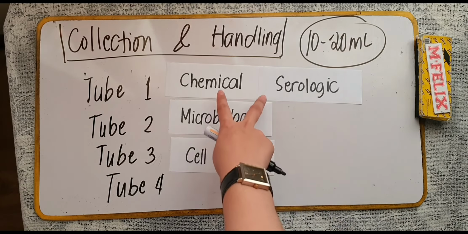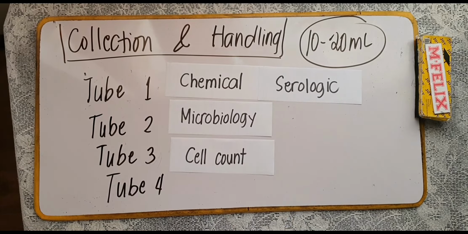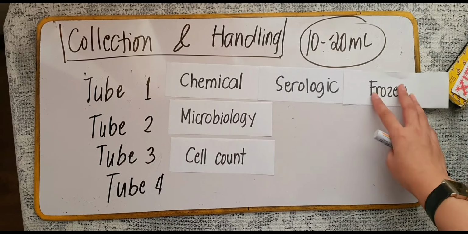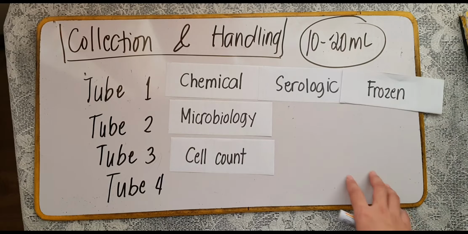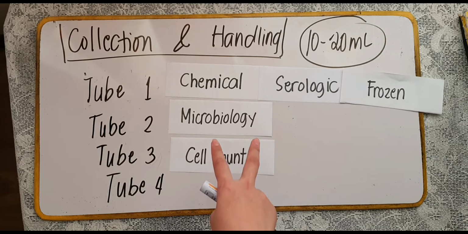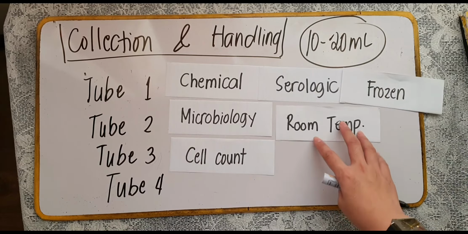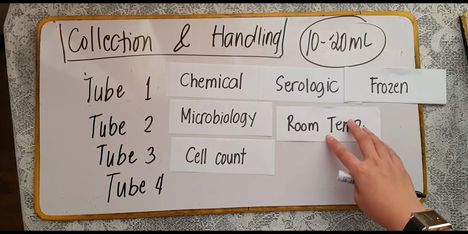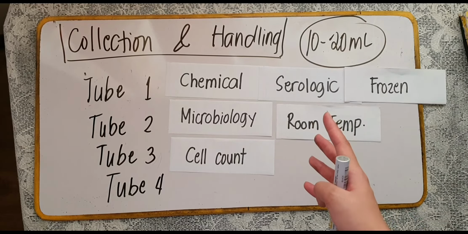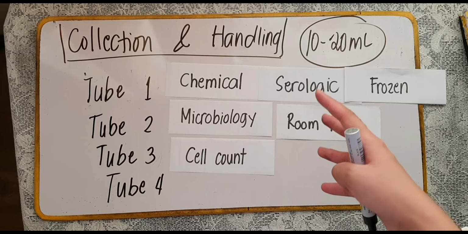Okay, so yung tube 1 natin, yung for chemistry and serology, the tubes should be frozen. While your tube 2 naman, your microbiology tubes should remain at room temperature. It should remain at room temperature, class, lalo na kung suspected cases yan ng meningitis.